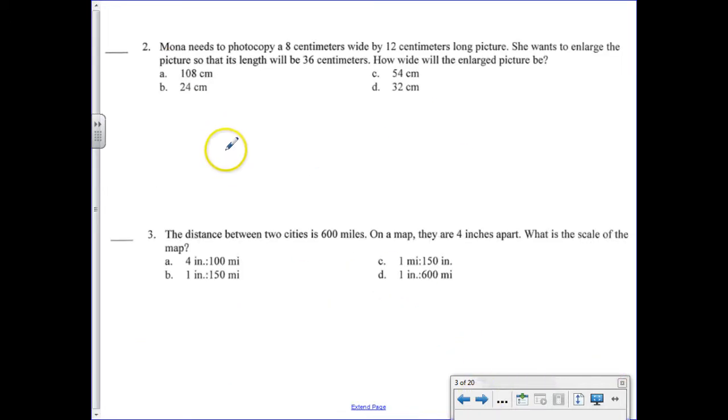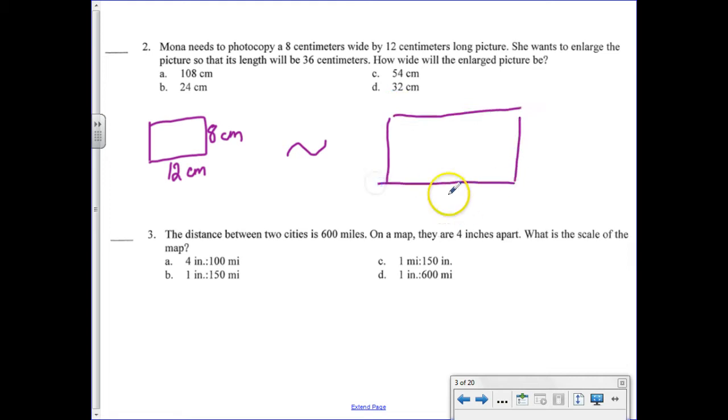Let's move on. Number 2. Mona needs to photocopy an 8 centimeters wide by 12 centimeters long picture. Okay, now stop right there. I cannot even think about this till I get a picture drawn here. 8 centimeters wide, 12 centimeters long. Okay. She wants to enlarge the picture so that its length will be 36 centimeters. Length is this one. How wide should it be?